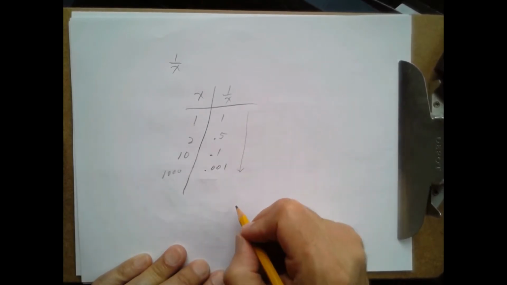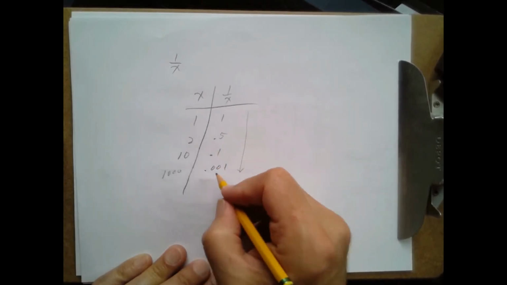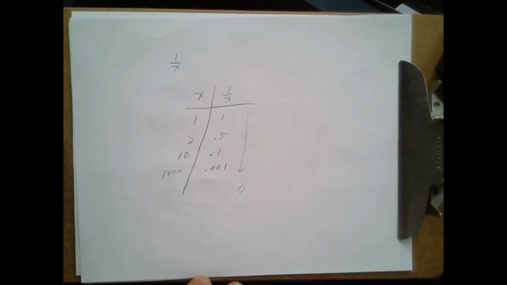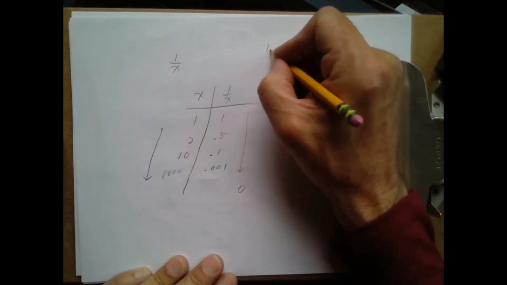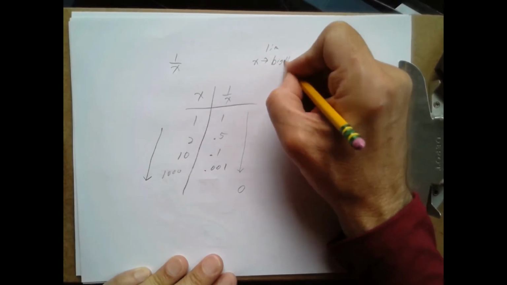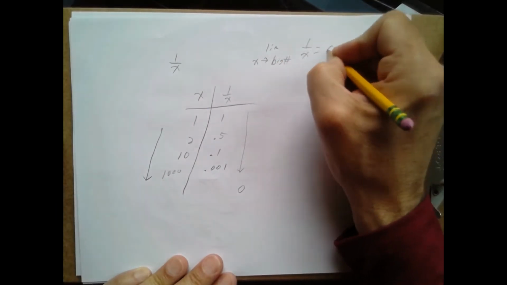This is getting closer and closer to what? 1/2, 0.1, 1,000th, 1 millionth. This is getting closer to 0 as x gets bigger and bigger. So we can say the limit as x approaches a big number of 1 over x is 0.